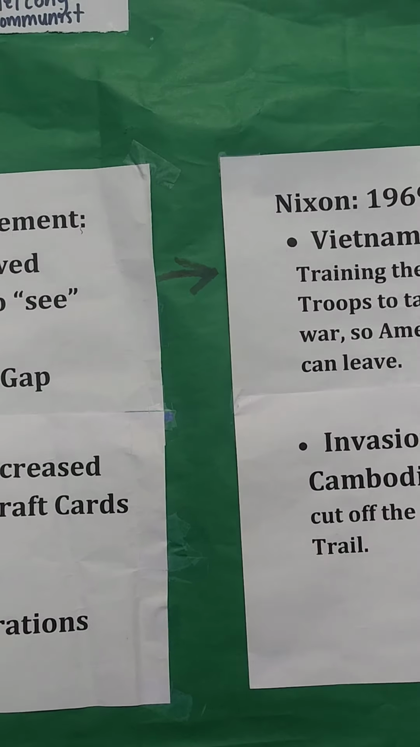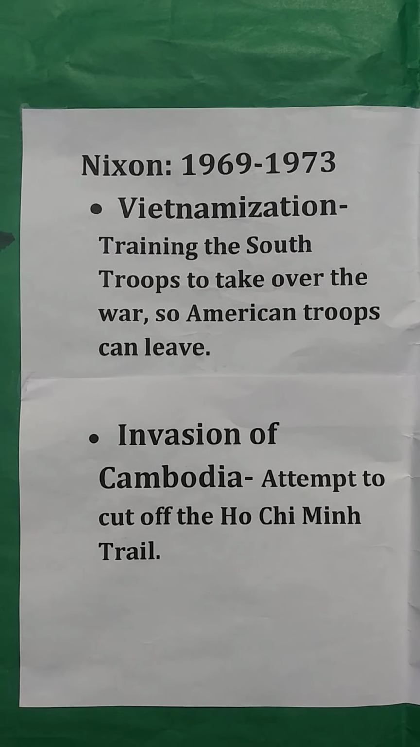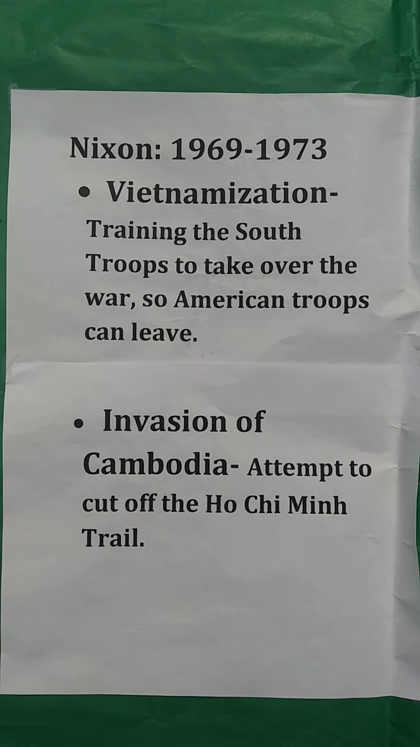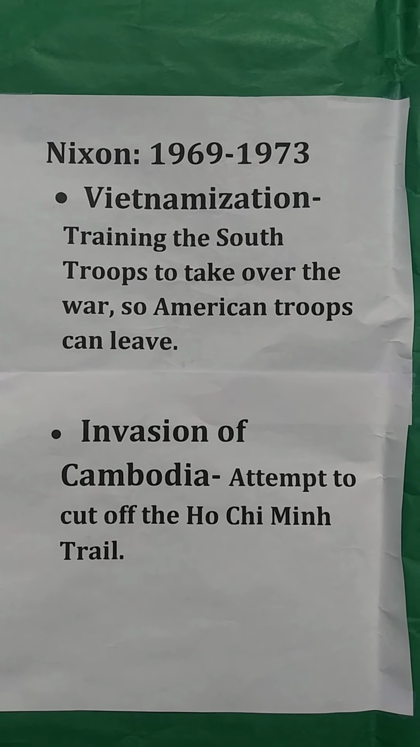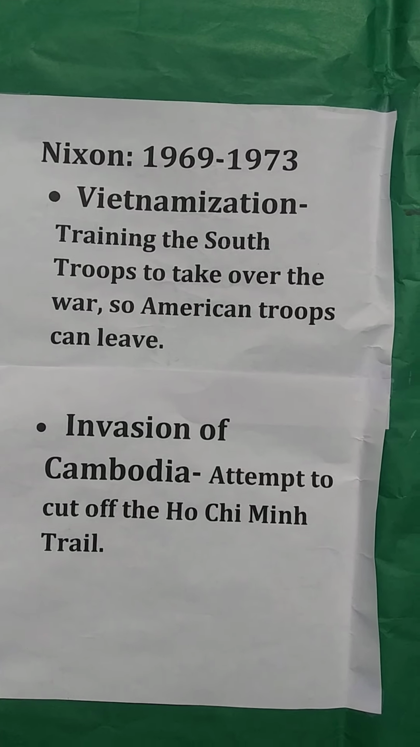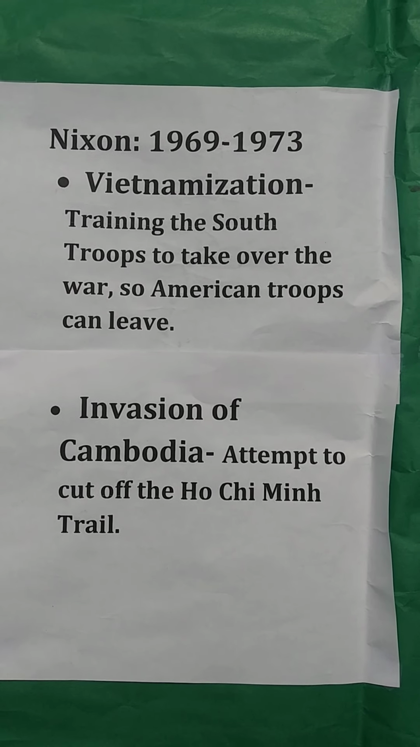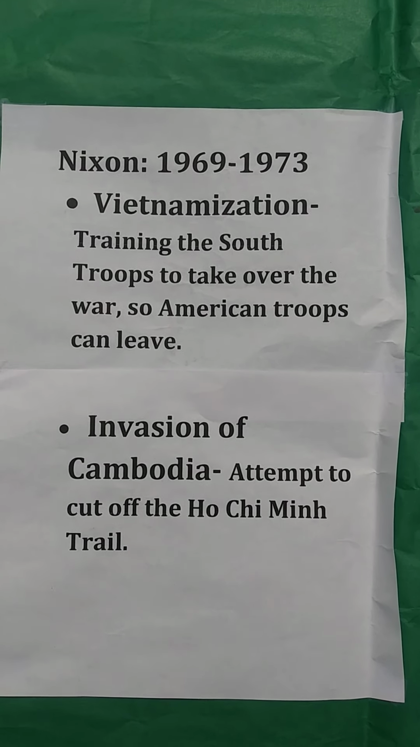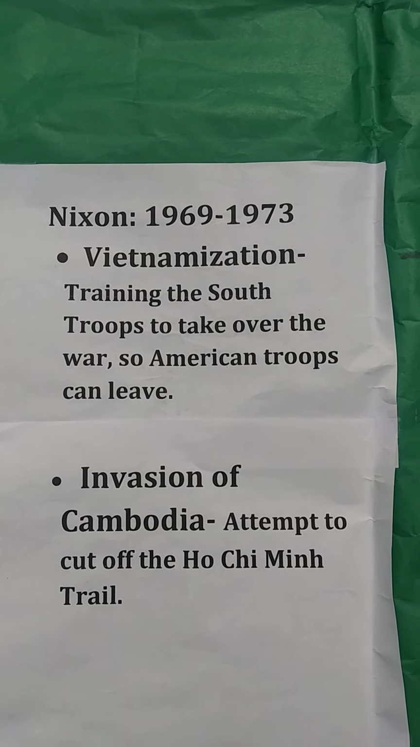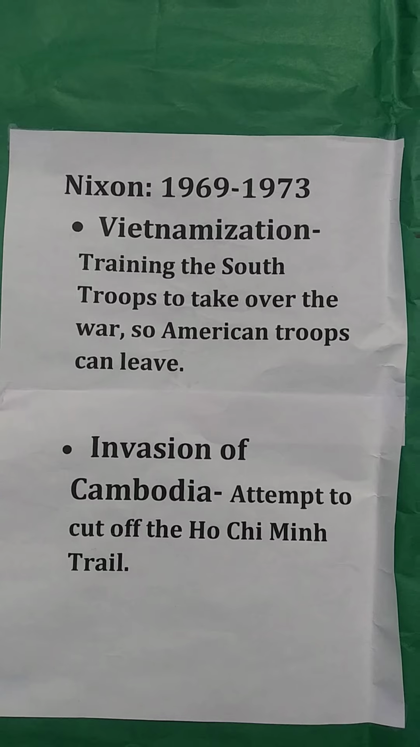Nixon, his presidency is 1969 to 1973. He really got elected on the idea of Vietnamization, training the South Vietnamese troops to take over the war so American troops can leave. And of course, Nixon escalates the war by invading Cambodia, attempting to cut off the Ho Chi Minh Trail. But nevertheless, this is what he keeps secret, and it gets leaked out, and of course, increasing a lot more protests, including at Kent State, which we learned about.